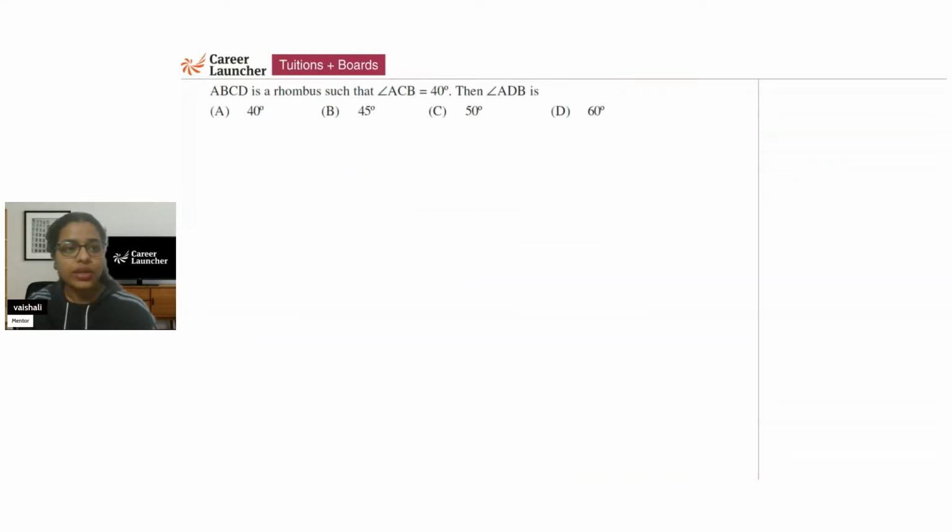Now the second one is ABCD is a rhombus. Now there is some extra additional information, as in angle ACB is equal to 40, and we need to tell what is the angle ADB. So what does a rhombus look like? सबसे पहले वो बना लेते हैं. So this is a very rough diagram, right? So make A, B, C, and D, right?